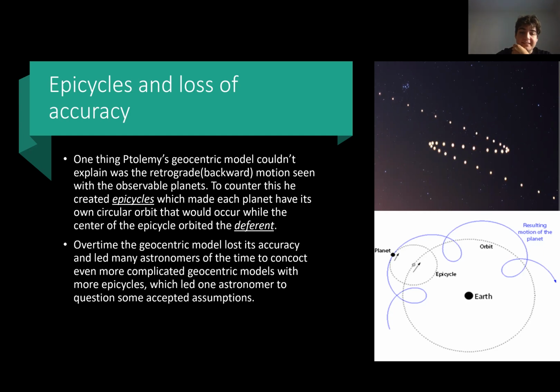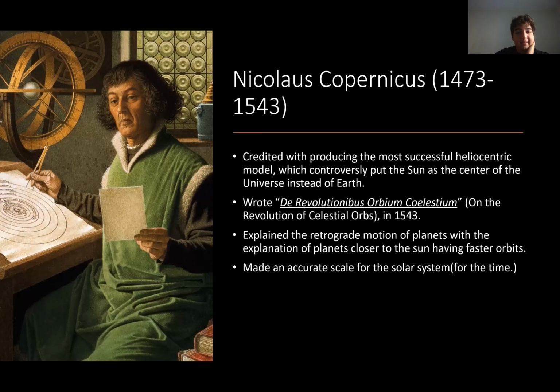And as stated before, his model did lose accuracy. And in order to try to maintain that accuracy, many astronomers added more epicycles and made the model more complex, to no avail though. And the creator of the heliocentric model, Nicholas Copernicus, born 1473, died 1543, important year.